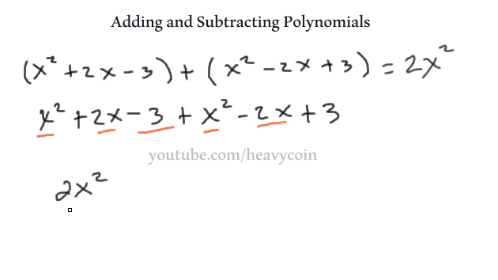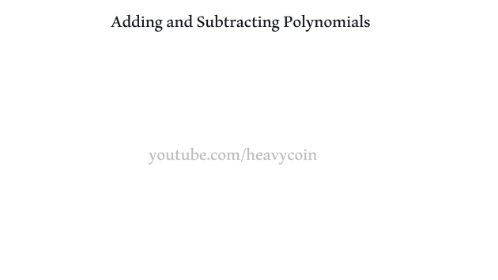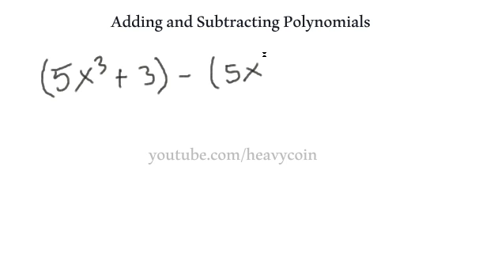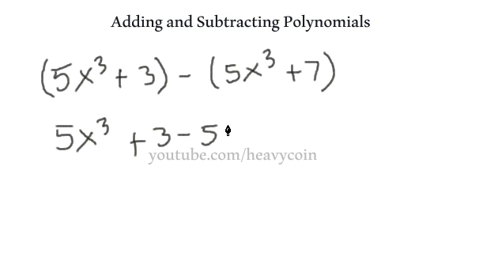Okay, so we're done with that. That was an easy one. But what if we had something like this? 5x cubed plus 3. I'm going to throw parentheses around this, minus 5x cubed plus 7. And we want to simplify this down. So I'm going to drop the parentheses now: 5x cubed plus 3 minus 5x cubed minus 7.